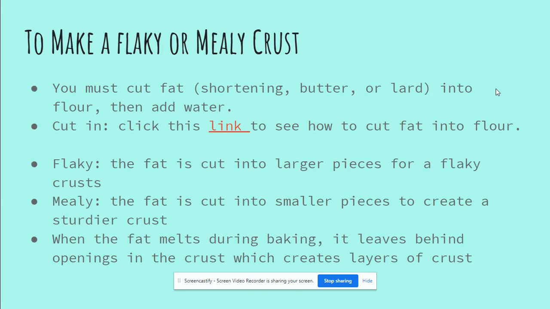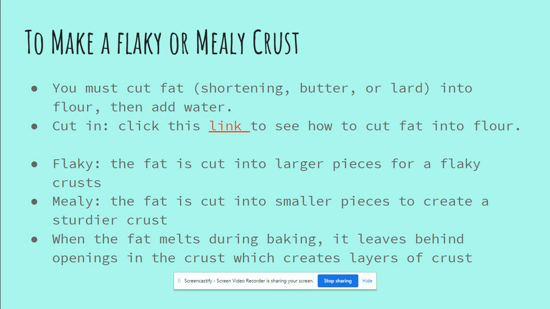So just real quick, I want to talk to you guys about how to make a flaky or a mealy crust. So you're going to cut your fat, which could be shortening, butter, or lard, into your flour, and then you're going to add water. So when you cut things in, you're taking a pastry blender or cutter, and you're taking some really cold fat, and you're just cutting it in small pieces into the flour.